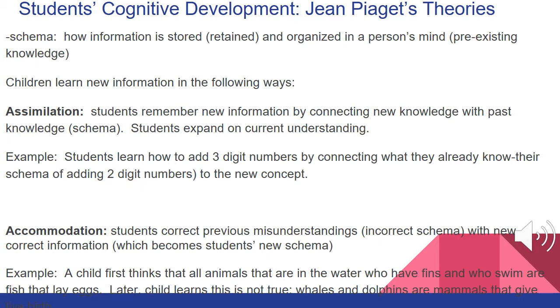So the first interaction is called assimilation. And so this concept says that basically students add on or expand on their pre-existing knowledge, their schema, and they connect what they have just learned, new concepts, to their prior understanding, their prior schema.